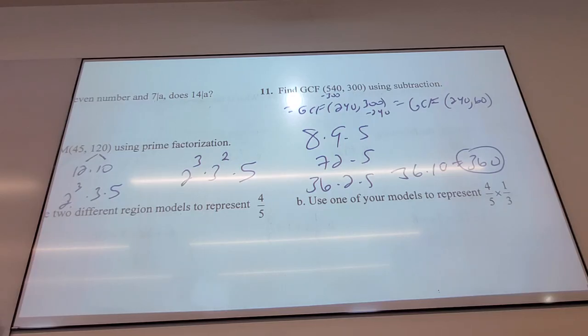Now, do you guys see that? GCF is 60. 60 goes into 60, and 60 goes into 240. Look back at the original problem. How far apart are 540 and 300?